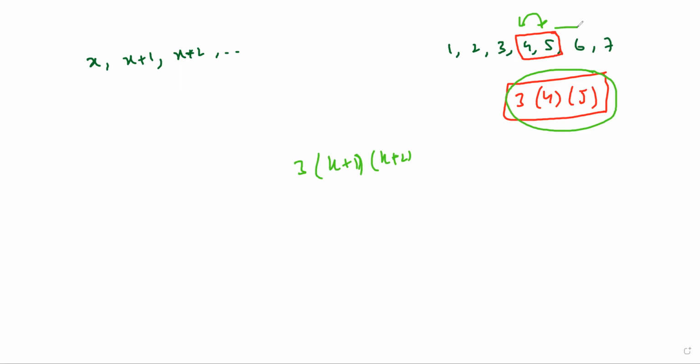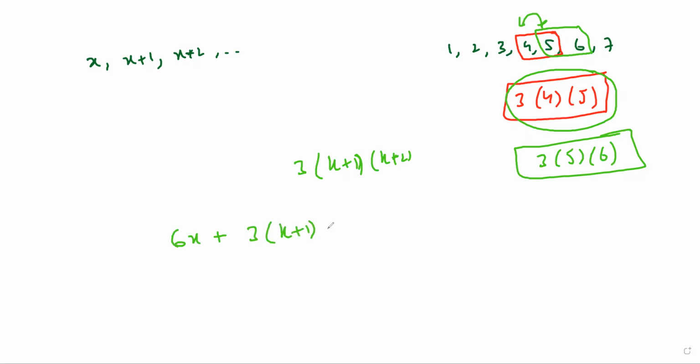And if instead you pick these two, the first one is odd. So this is 3 into 5 into 6. This number is still going to have 6 as a factor. That is what I was telling there: 6x plus 3 into k plus 1 into k plus 2, so all of this is going to be divisible by 6. That was the statement.